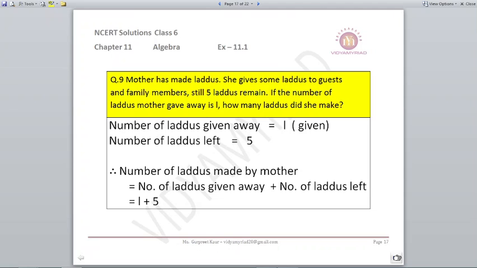Mother has made laddus. She gives some laddus to guests and family members. Still 5 laddus remain. If the number of laddus mother gave away is L, how many laddus did she make? So let the laddus given away be L. It's told to us laddus left are 5. So what will be the total laddus? The laddus given away plus laddus left, which is L plus 5.